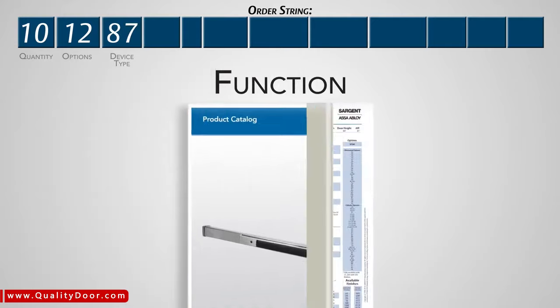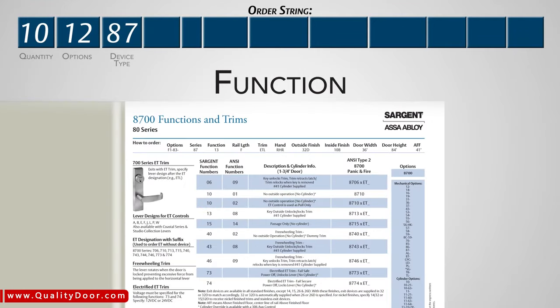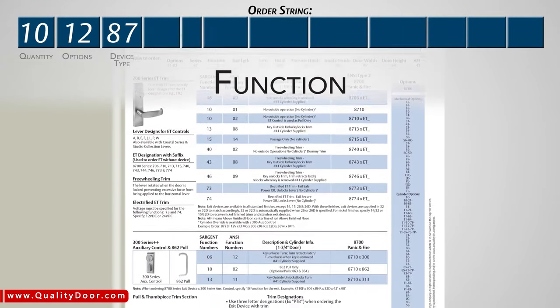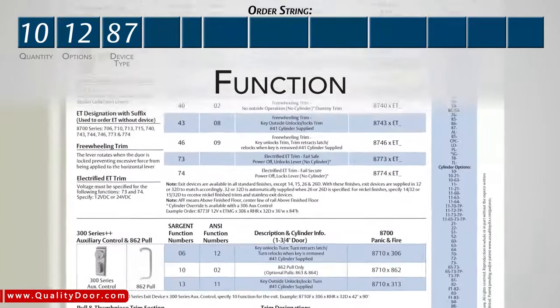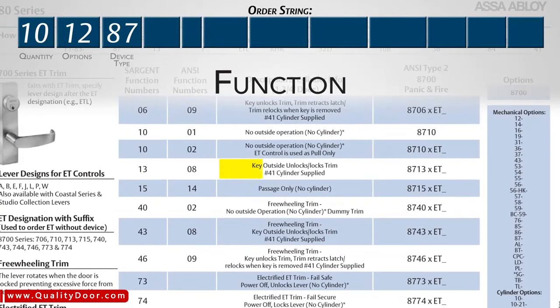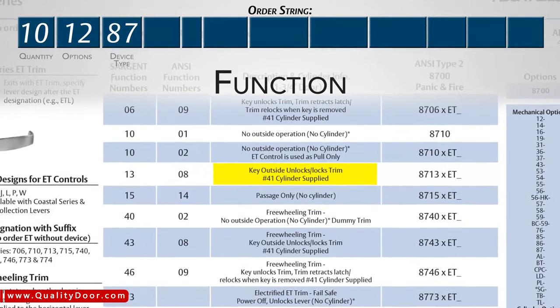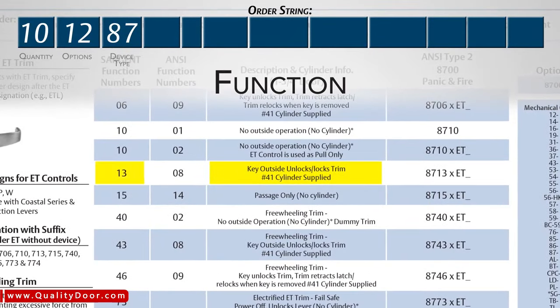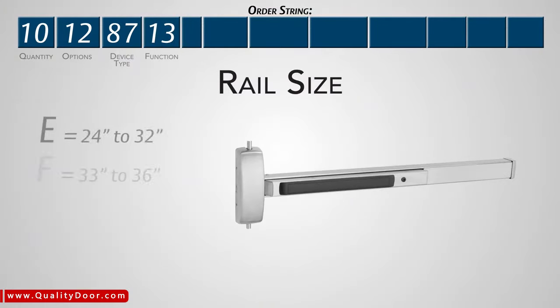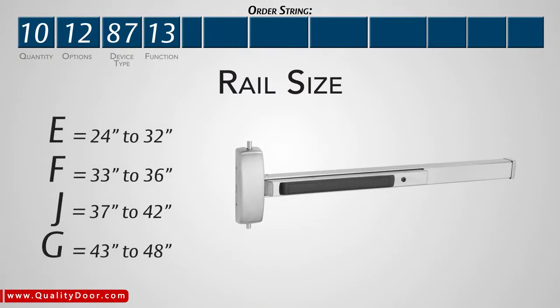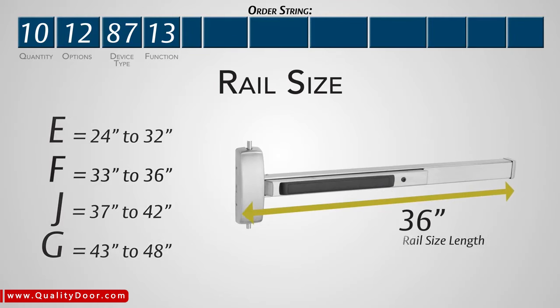Nearly 20 functions are available for the 8700 series devices. Each is outlined in the product catalog. For our example, we'll specify devices in which the key outside unlocks and locks the trim, so we'll enter 13 here. Next, we need to specify the desired rail size. Since our example requires rails that are 36 inches long, we need to select the F rail, which is for doors 33 to 36 inches wide.